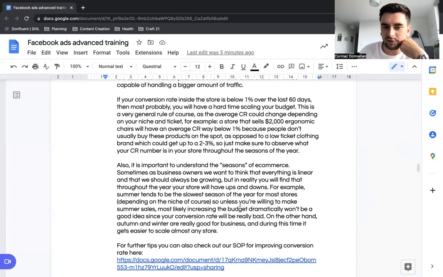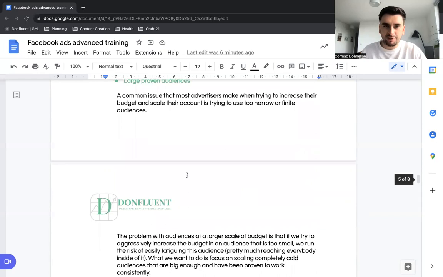For example, summer tends to be the slowest season of the year, of course, depending on the niche. So unless you're willing to make summer sales, most likely increasing the budget dramatically won't be a good idea, since people just aren't in that frame of mind for a jacket or a Christmas tree in the summer, whereas swimwear is going to have the inverse effect. You're not going to be pushing swimwear in December unless you're targeting a country where it's warm. On the other hand, autumn and winter are really good for business, and during this time it gets easier to scale almost any store, bar the exceptions of summer-based products.